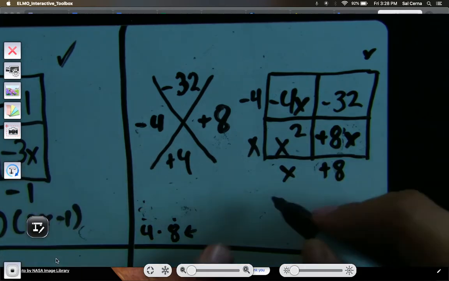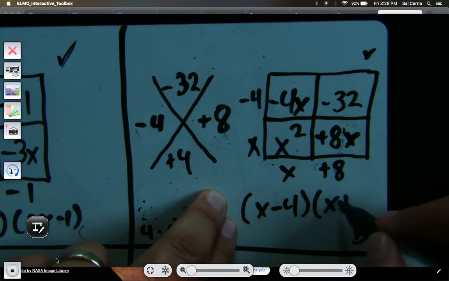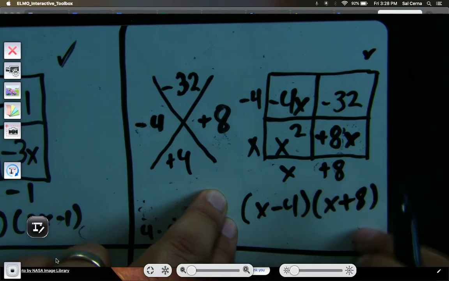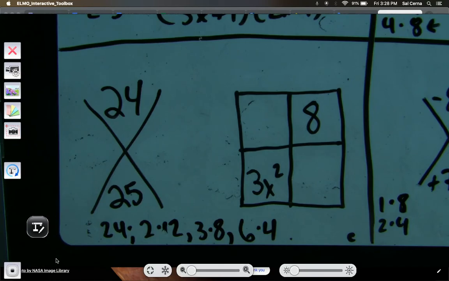And my dimensions will be x minus 4 times x plus 8. All right, erase that. It's out of the way. All right, on to the next one. And this one, same thing.